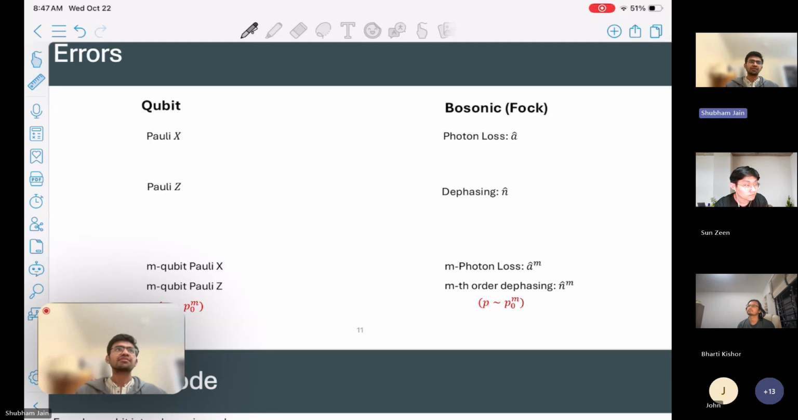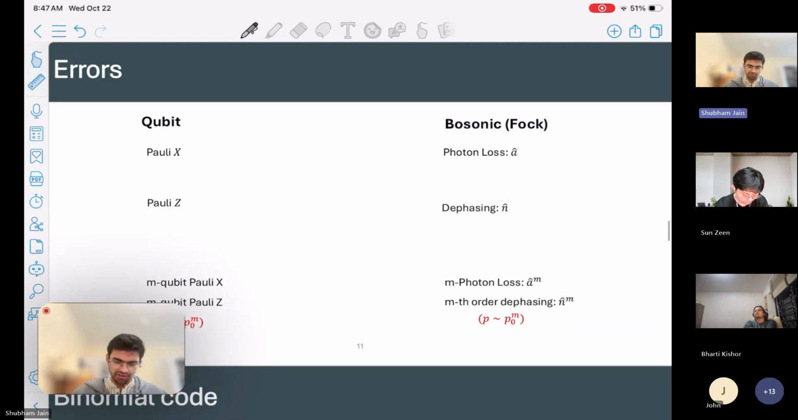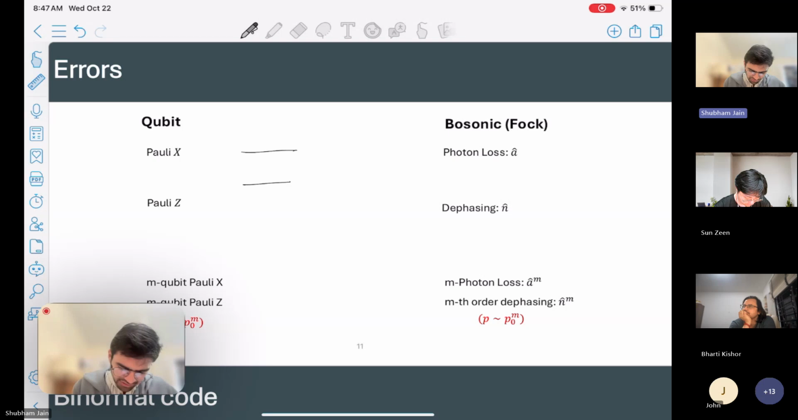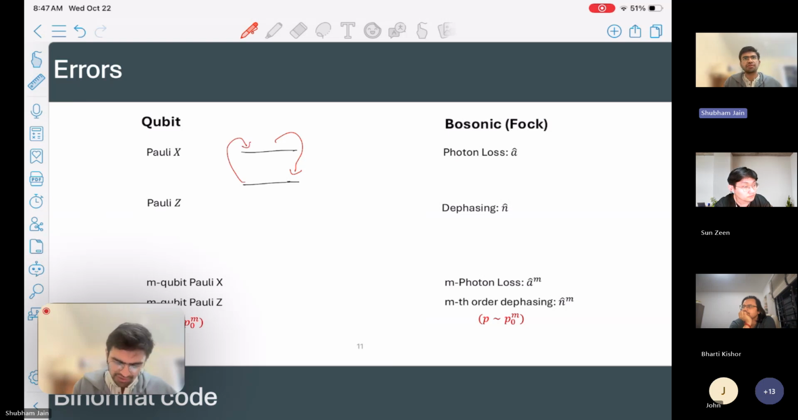Okay, so let's compare the noise model in these bosonic codes with the noise model that we had in the qubit world. So in qubits, we had these Pauli X errors. So for a two-level system, the Pauli X brought this state to here and it brought this state to here. So it just swapped the two states that we labeled by 0 and 1 typically. The analog of that when we're thinking of the Fock states is this photon loss error.